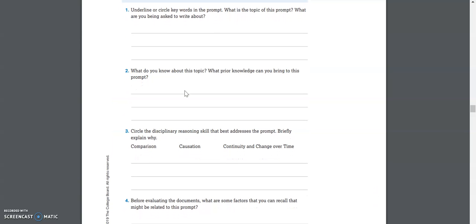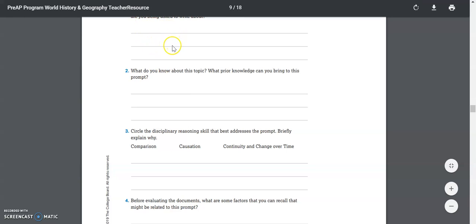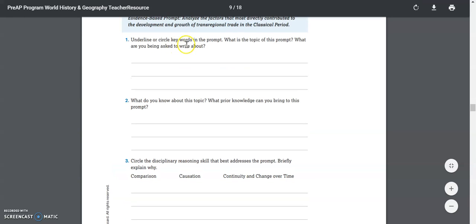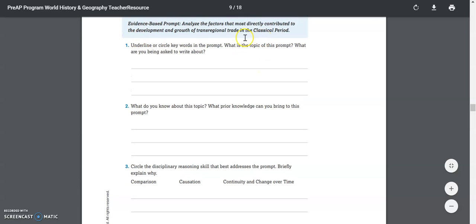If you remember this from the World Geography Performance Task, underline or circle keywords in the prompt. What is the topic of this prompt? What are you being asked to write about? That should be pretty simple to do. Just underline some of the key things in the prompt and paraphrase what it is asking you to write about. That's what you'll do for number 1.